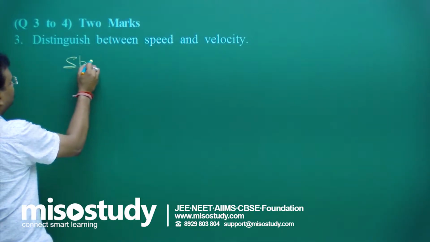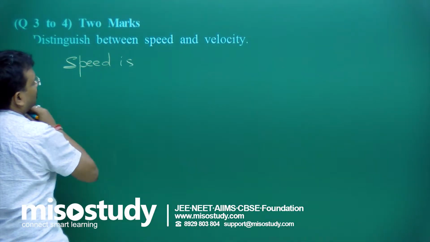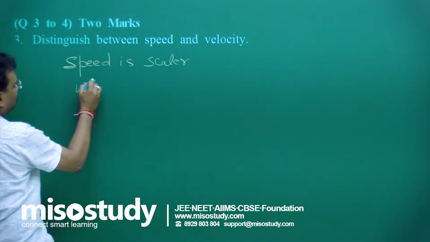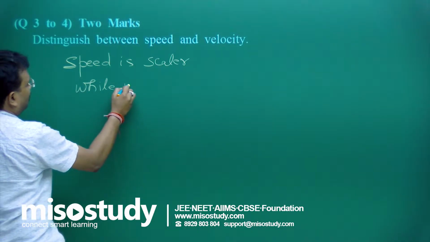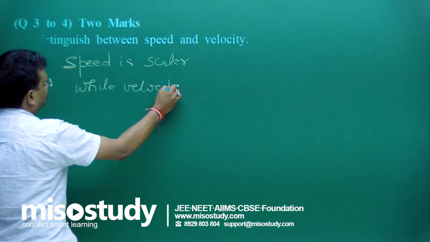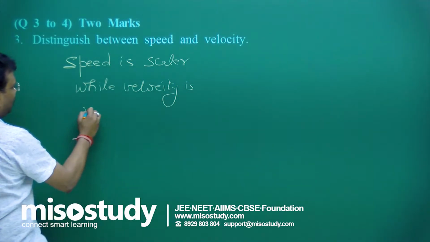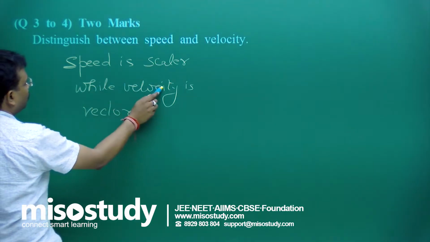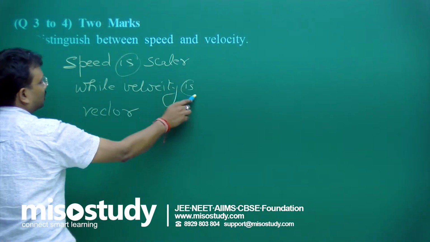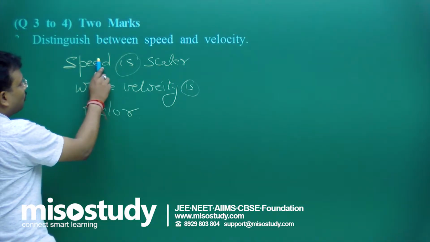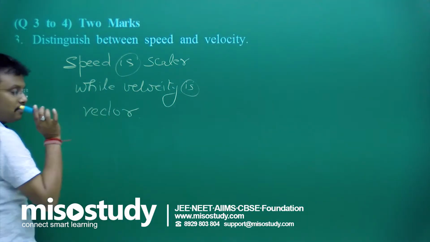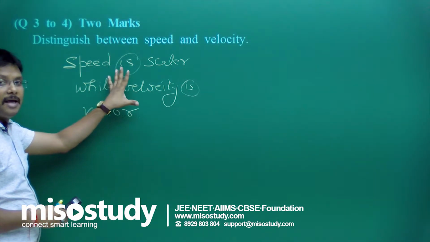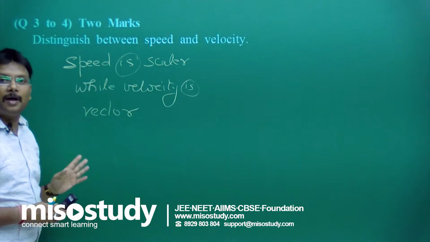Speed is scalar while velocity is vector. Now let us count: 1, 2, 3, 4, 5. No need to count like this, but 1, 2, 3, 4, 5. So in 5 words, you may explain the basic difference between speed and velocity.